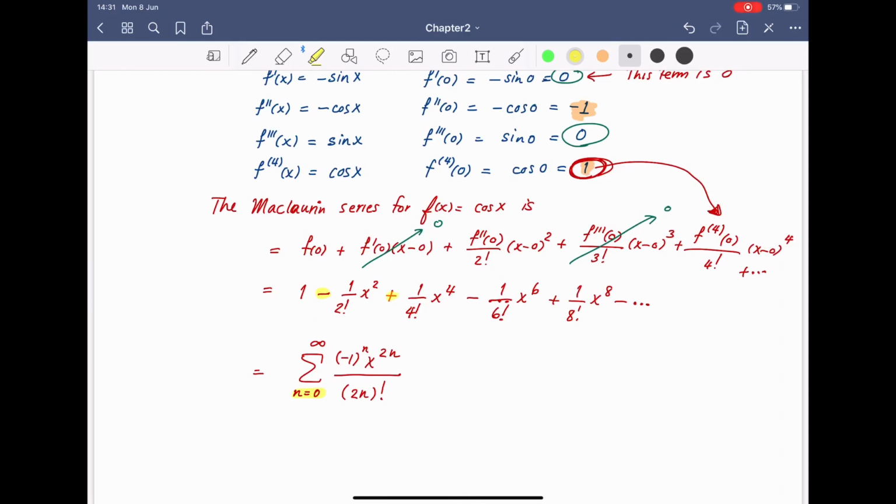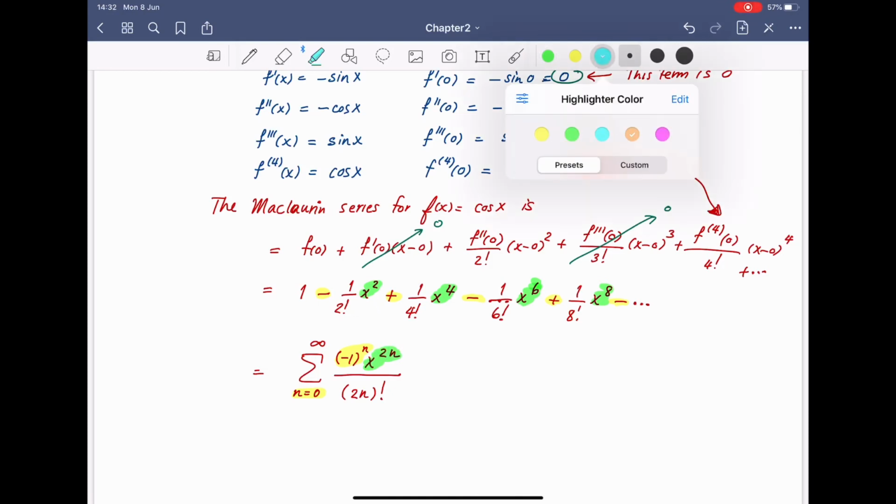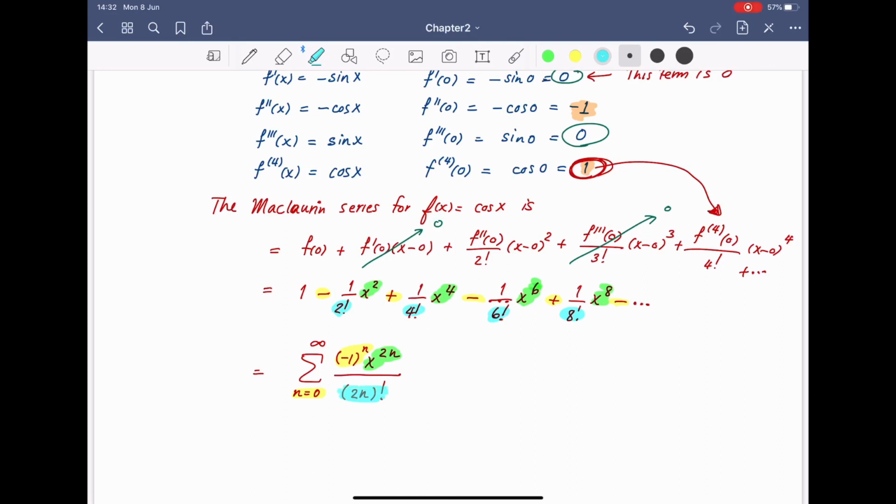You can see that here we have n starting from 0, and the plus-minus sign is taken care of by the term negative 1 to the n. The terms x squared, x to the fourth, x to the sixth, x to the eighth are taken care of by x to the 2n. And the terms 2 factorial, 4 factorial, 6 factorial, 8 factorial are taken care of by (2n) factorial. So this is how we write the Taylor series in summation notation.